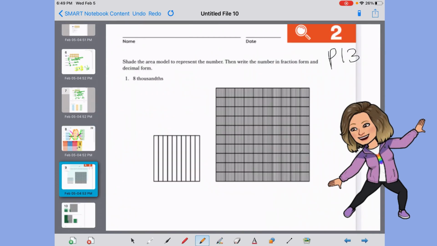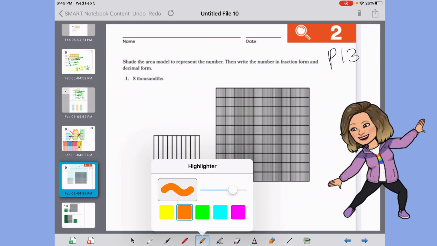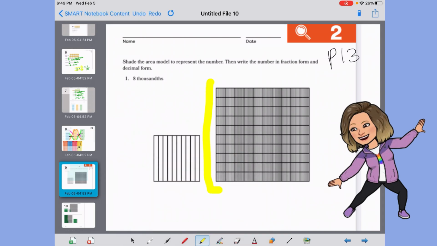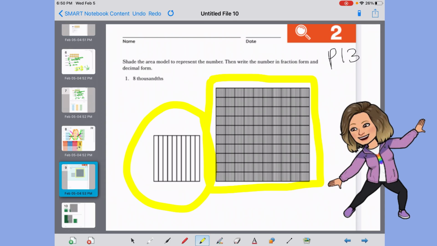Okay, I want you now to turn over to page 13. We're going to continue practicing this skill just a little different. On page 13, you have the big grid and the little one beside it. Remember me telling you, these are not two separate grids. These are the same thing. This is just using a magnifying glass so that we can look really closely at one of those pieces. Because when we cut that into 1,000 pieces, they are really difficult to see. It wants us to shade the area model to represent the number. Then write the number in fraction form and decimal form.